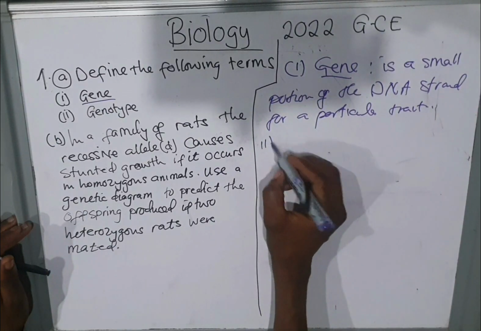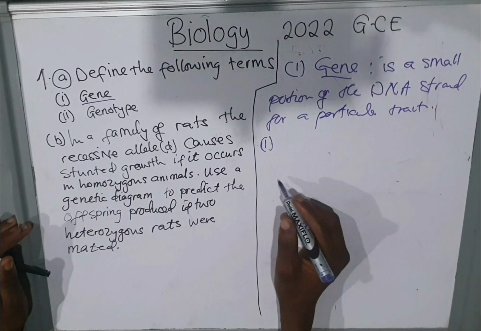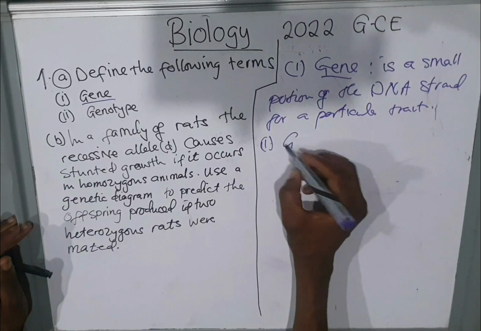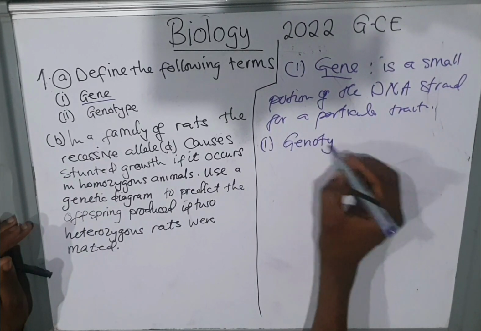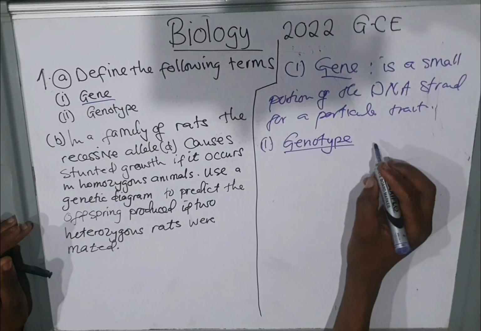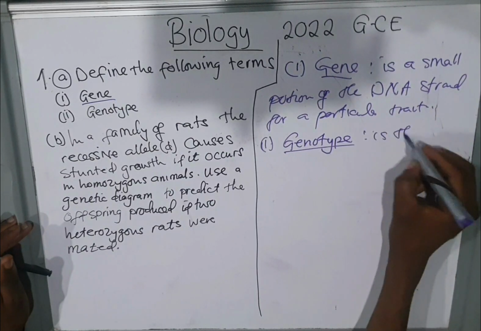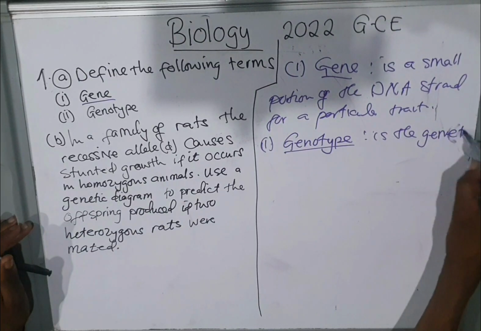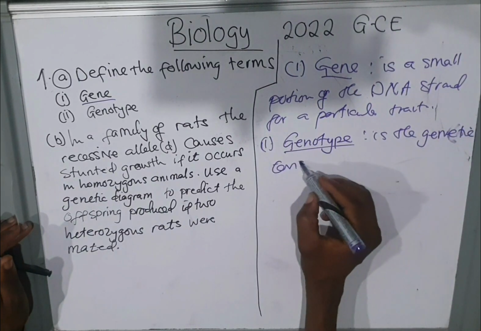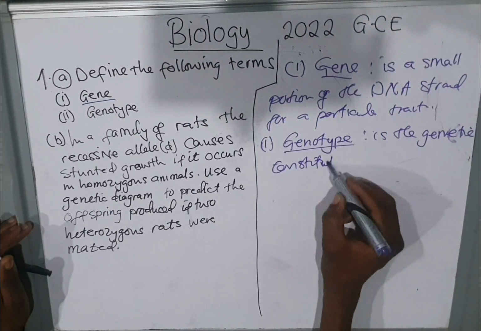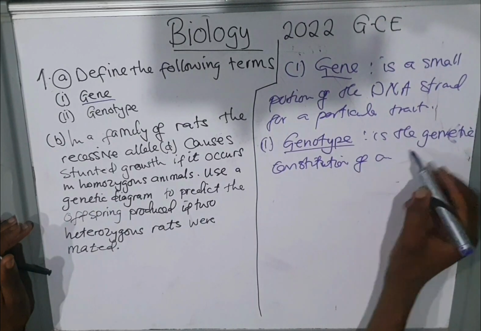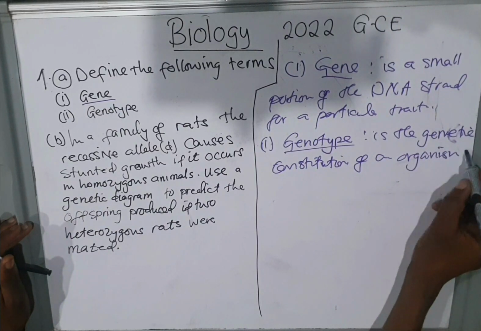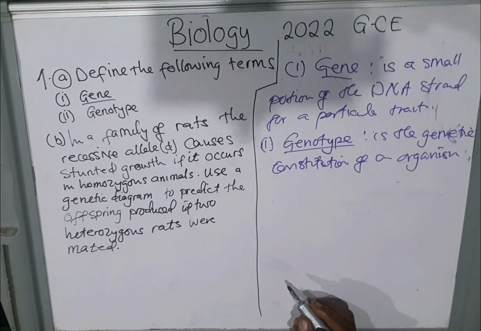Roman number 2, genotype. Genotype, it is the genetic makeup of an organism. That's what is called the genotype. So genotype is a genetic makeup, genetic constitution, or makeup if you may like, of an organism. That is the genotype.